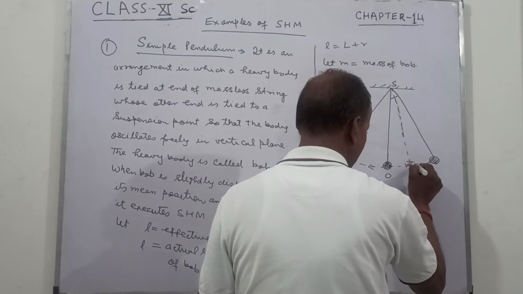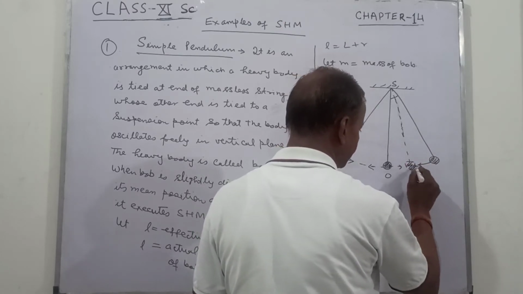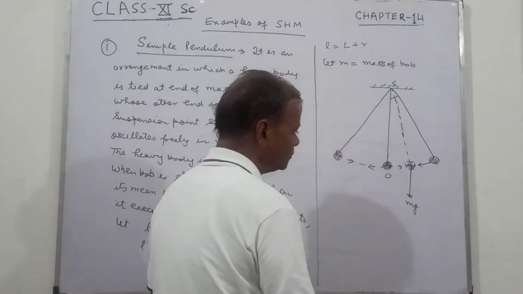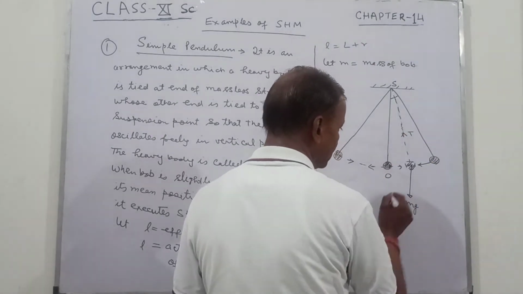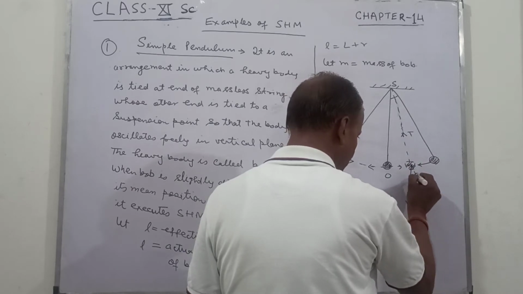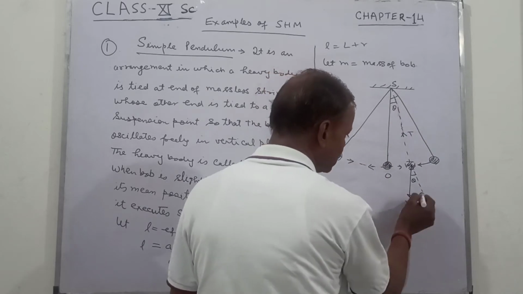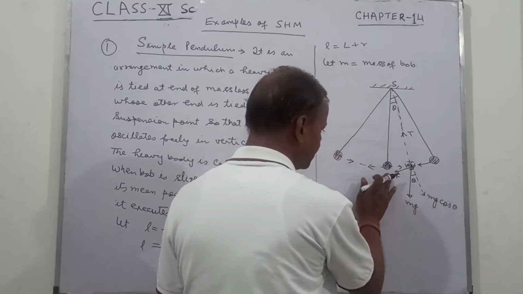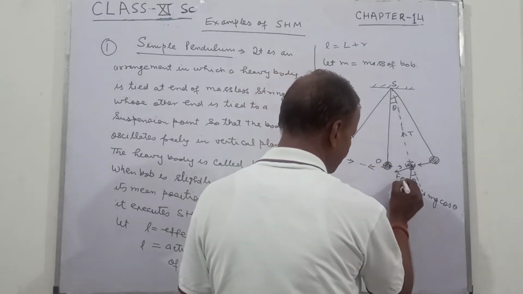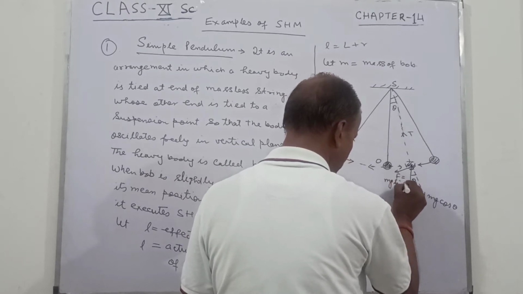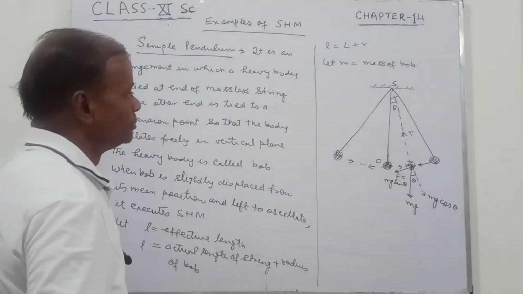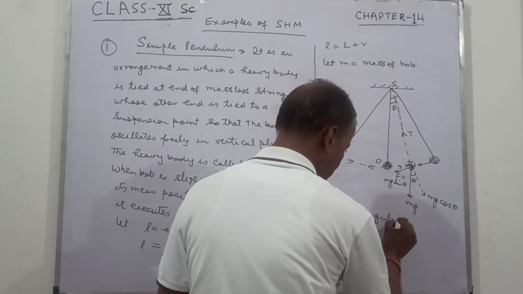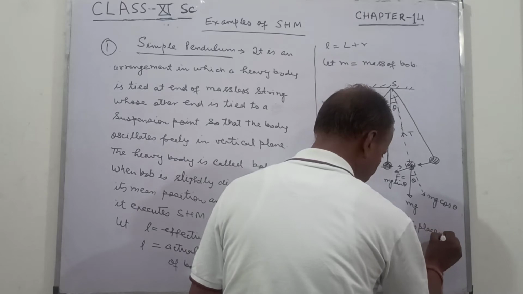And let at any time the bob be in this new position, and it has the weight mg, and it has the tension T. Then this will be the angle theta, as we have taken it to be theta. Then this is now your mg cos theta, and one force will act in this direction, F, that is equal to mg sin theta. So let theta be the angular displacement.